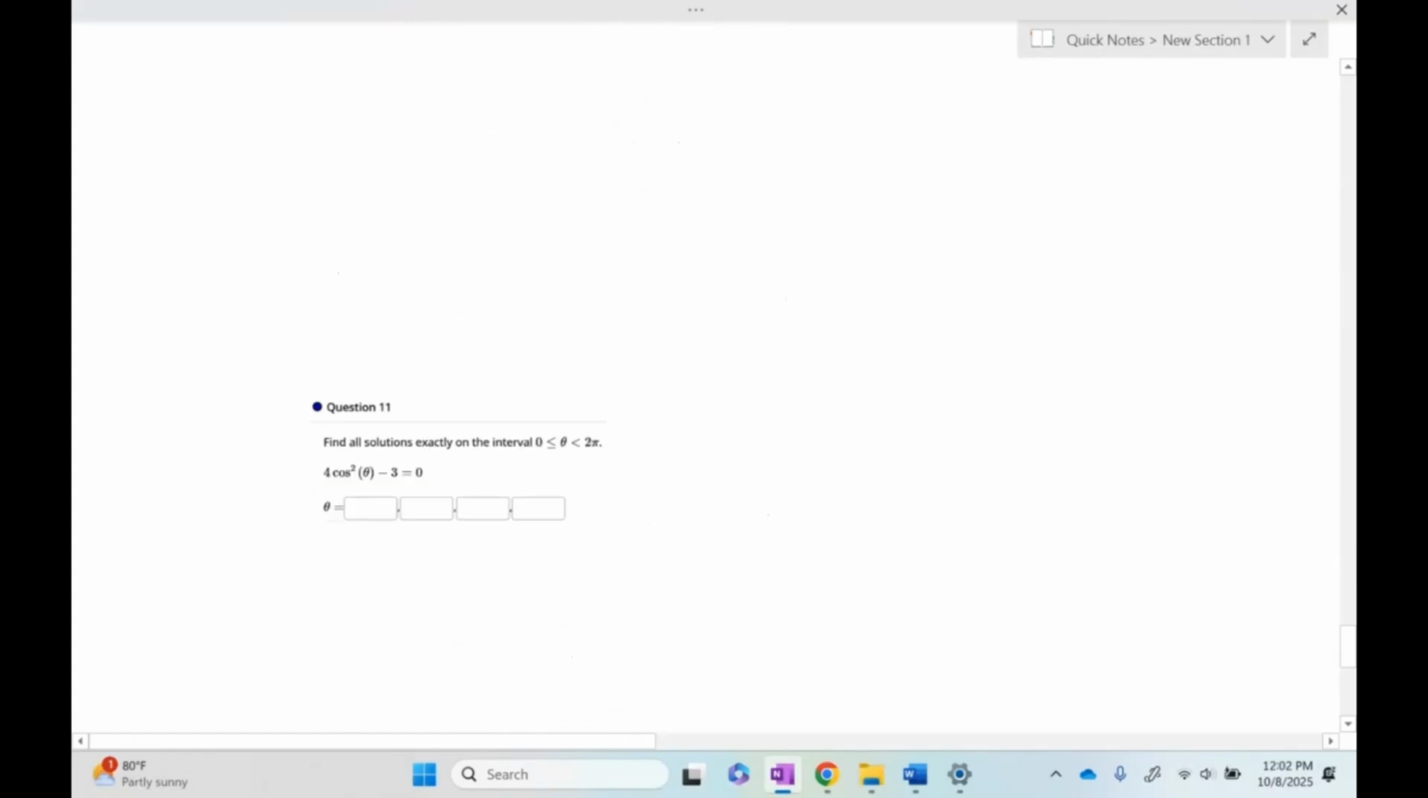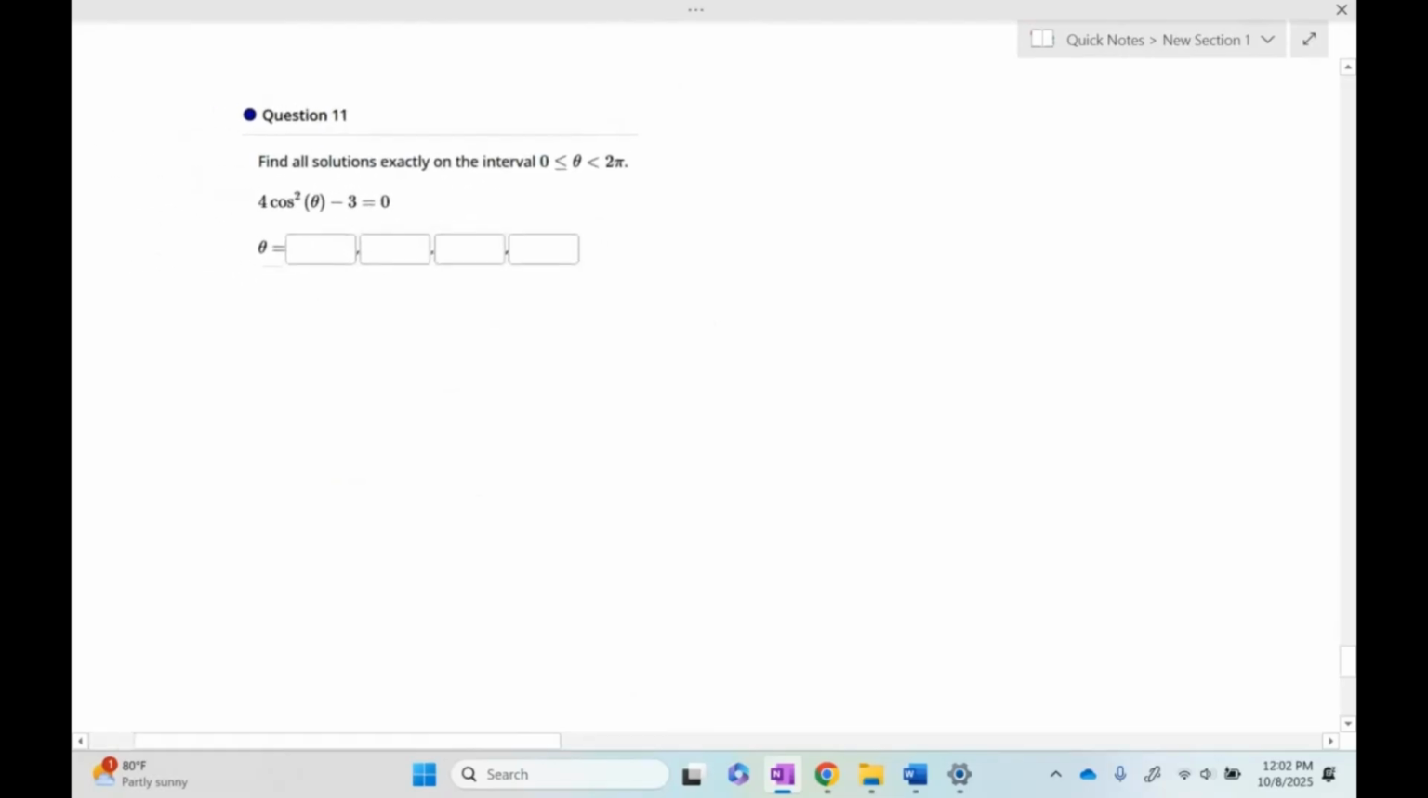All right, now the next problem, it says find all solutions exactly over the interval from 0 to 2 pi, 4 times the cosine squared minus 3 equal to 0. So first off, it is what type of equation? Well, the largest power is a square, so this would be a quadratic function.